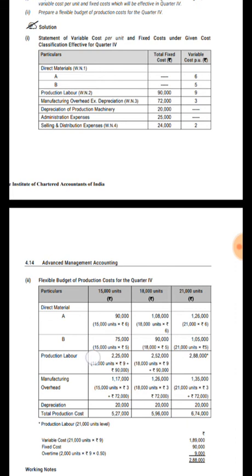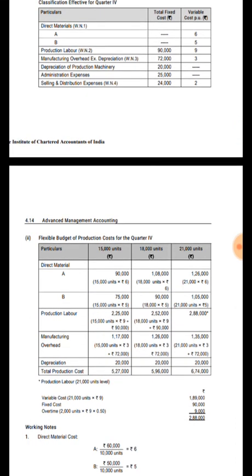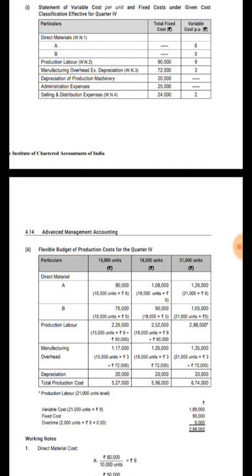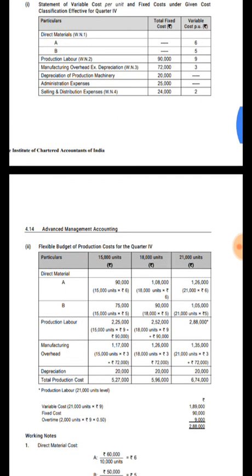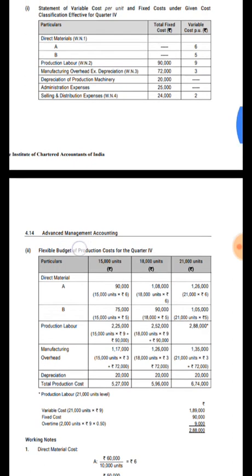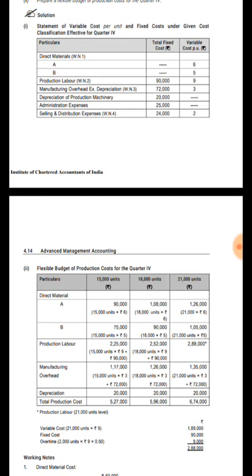Production labor, keep it on hold. Manufacturing overhead: 15,000 into 3 plus 72,000, just like that 18,000 into 3 plus 72,000, and 21,000 into 3 plus 72,000. And depreciation 20,000. That's it, only because they are asking only for production cost. That's why we stop at depreciation of production machinery. We are not taking administration expenses and selling and distribution expenses.